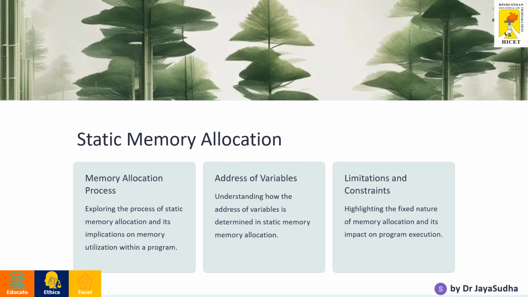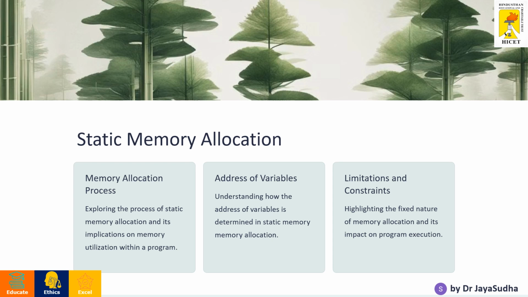In this segment, let's look into static memory allocation, a fundamental concept in programming that involves allocating memory for variables at compile time. Understanding the memory allocation process, addressing of variables, as well as the limitations and constraints associated with static memory allocation is very important for effective programming. Let us look into these in a little more detail.